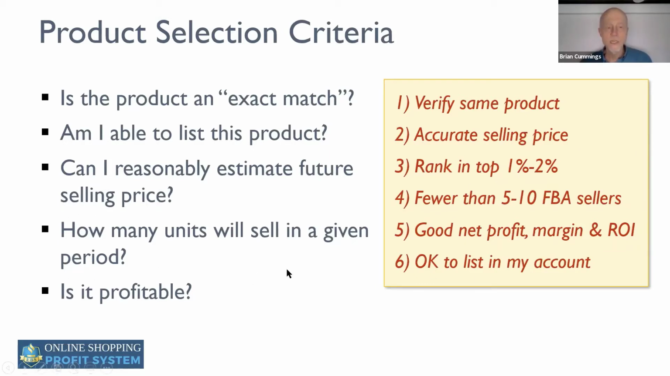Rank and competition are determining how many units you might be able to sell in a given period. And then after that, is it profitable? And of course, by profit, we're looking at the net profit, whatever your minimum or acceptable net profit is. Am I going to make $5 on this? Am I going to make $10 on this?